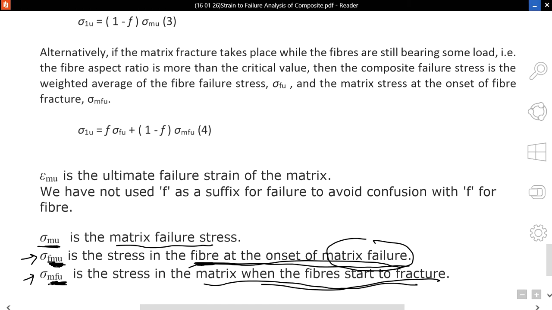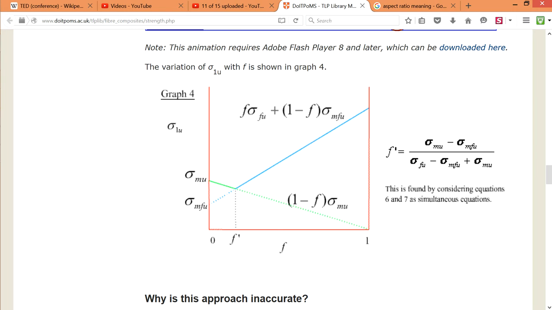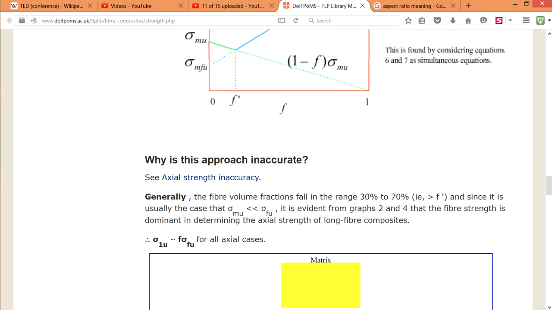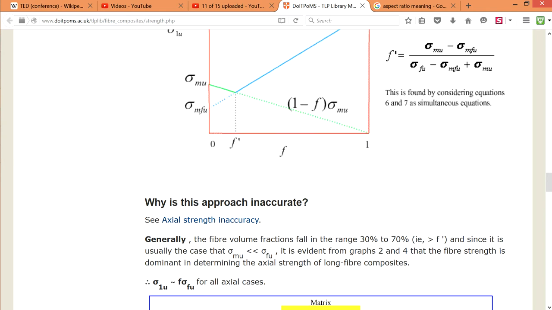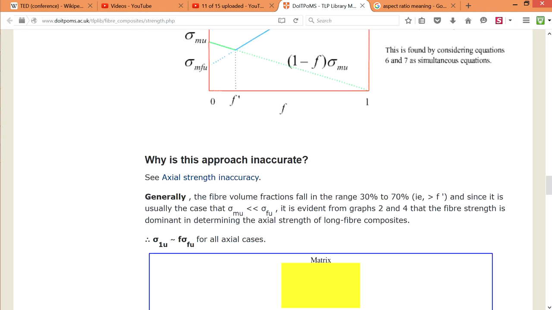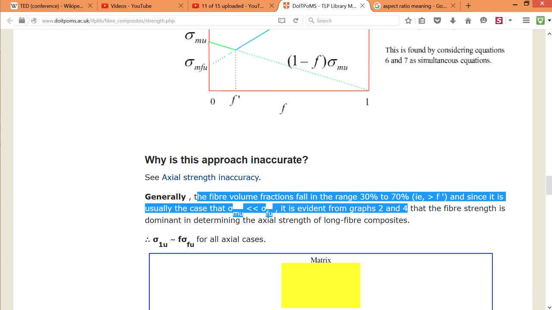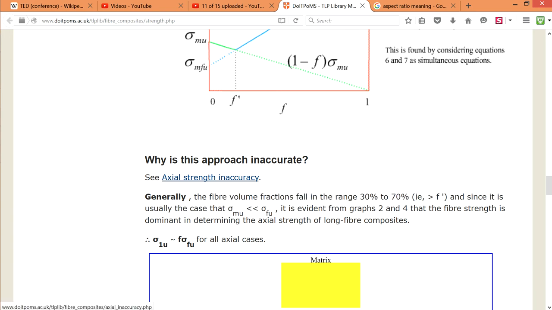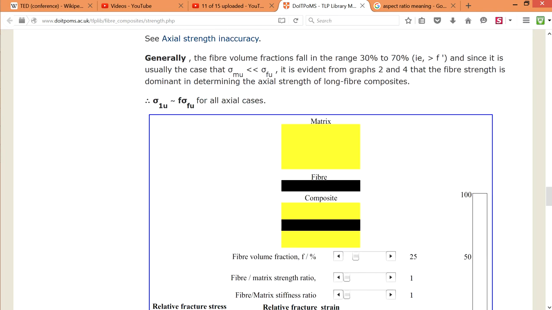And therefore let's continue with the slides. Alright, not slides, this is the website. So the website over here, they talk about the different other approaches, saying that the fiber volume fraction falls in the range 30 to 70%. They are actually saying that there is axial strength inaccuracy, so there is certain inaccuracy in this calculation. So they are trying to talk about it.